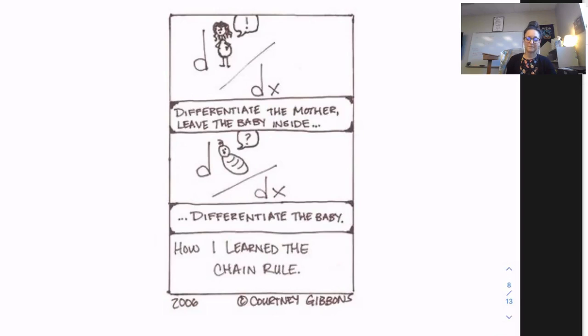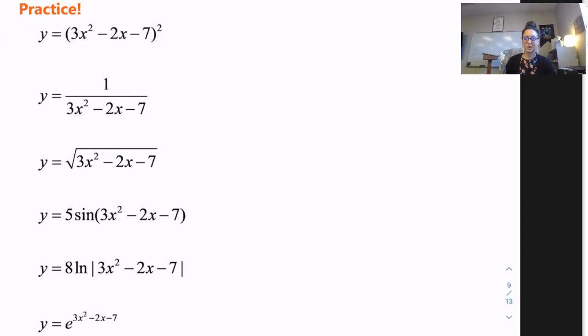So this is one of my favorite comics done the year I graduated high school, no less, by Courtney Gibbons. This is called How I Learned the Chain Rule. She says, differentiate the mother, hold the baby inside. So the derivative of the outer, holding the inner, and then differentiate the baby. Okay, so that's often how I will talk about these functions is the mom and the baby, because inner and outer is not really necessarily mathematical talk either. The nice thing about mom and baby is that coming up, then we can expand the generations to grandma, mom, and baby, etc.